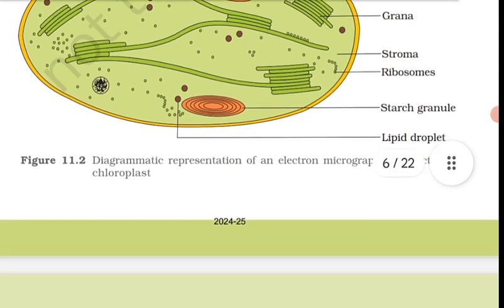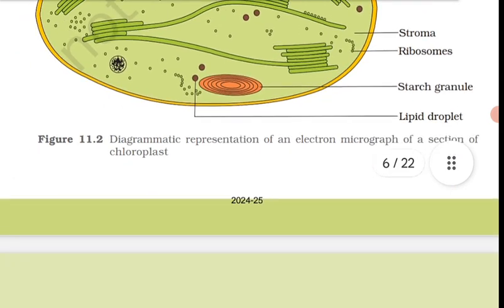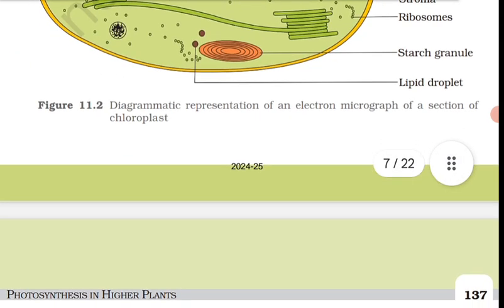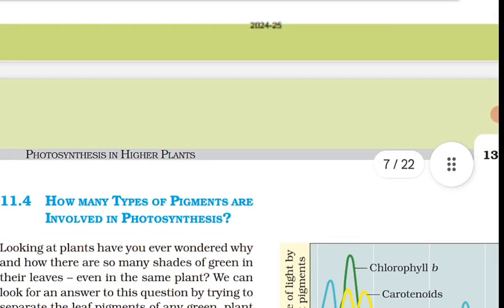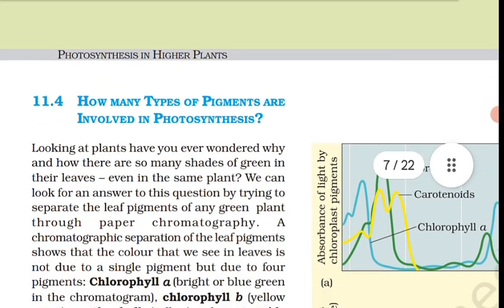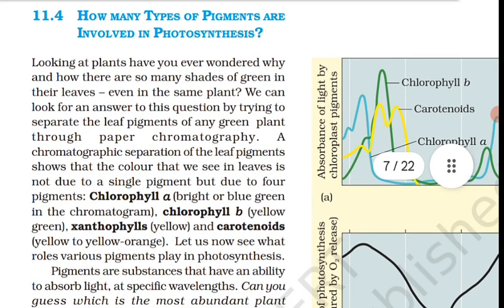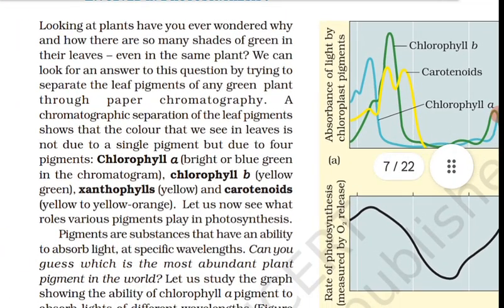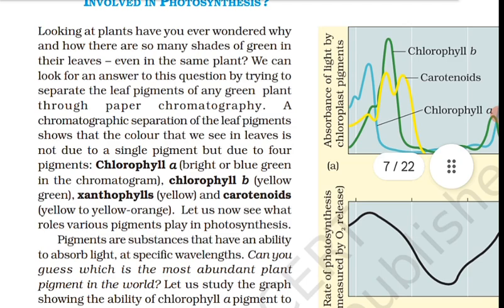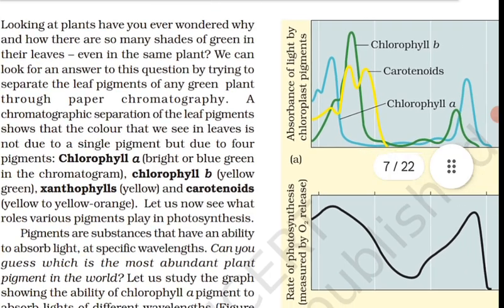Hence, he inferred that the oxygen evolved by the green plant comes from H2O, not from carbon dioxide. From where does it come? From H2O, not from carbon dioxide. This was later proved by using radioisotopic techniques.